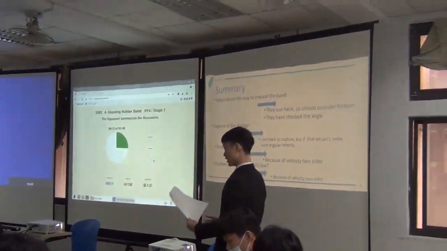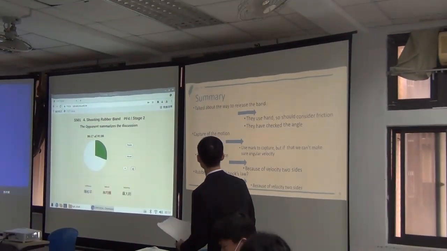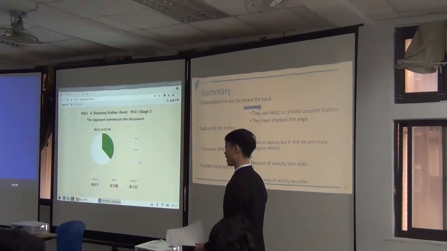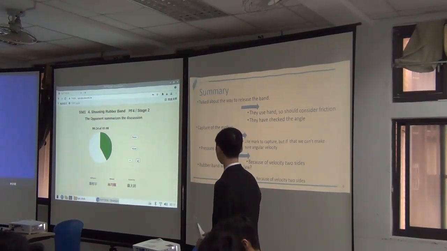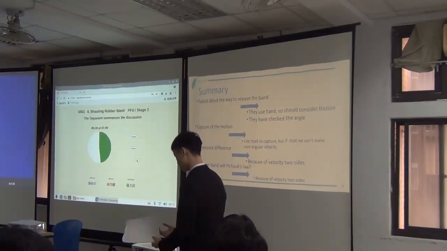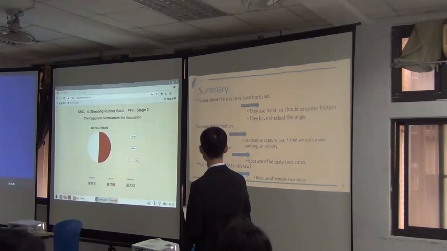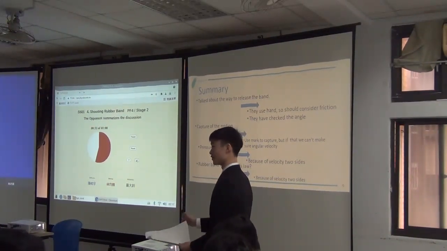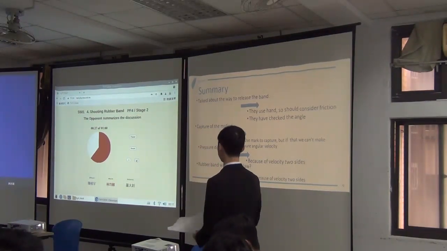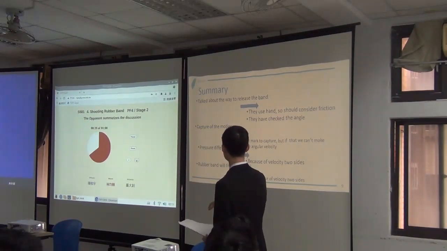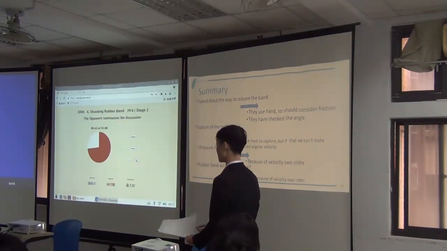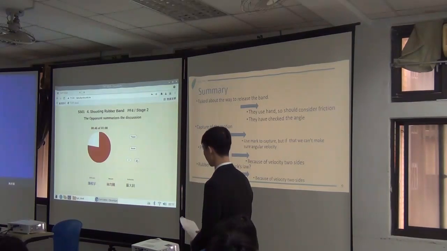Okay, as for the discussion points, we discussed the way to release the rubber band. I asked about this question, and the reporter concluded that they use hands, so we should consider friction in this scenario. They have checked the angle of the rubber band; it is fixed every time they release the band. For the capture of the motion, they use a mark on the rubber band, so we can make sure of its angular velocity.